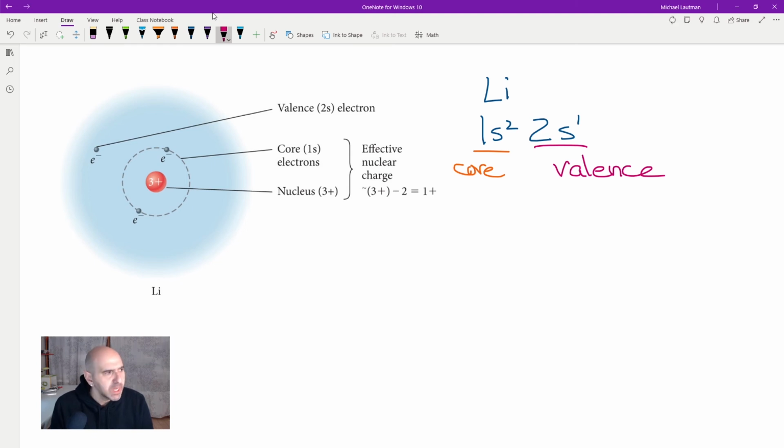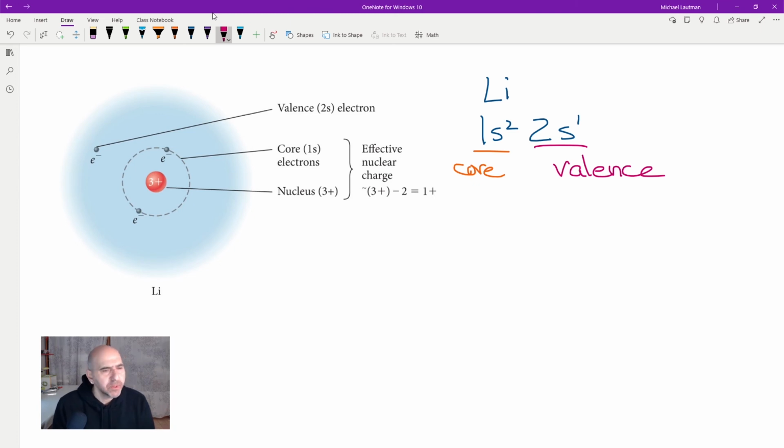What does that mean? Well, it means that the outer electron is shielded from the full force of the nucleus. The outer electron, the valence electron, doesn't feel the full attraction of the nucleus. It only feels what we would call the effective nuclear charge. In this case, +1. So it's as if that one electron is being held onto by just +1. Now, that's the basis of this.